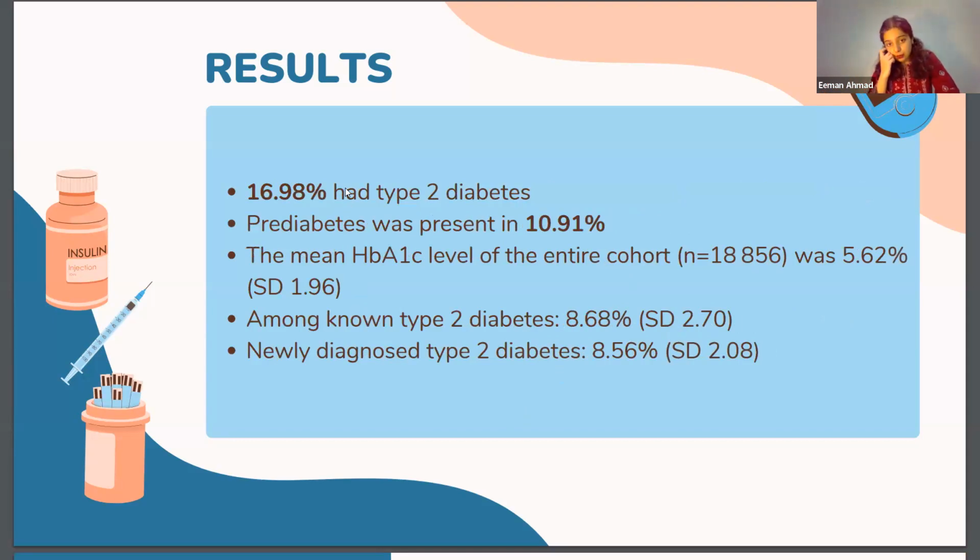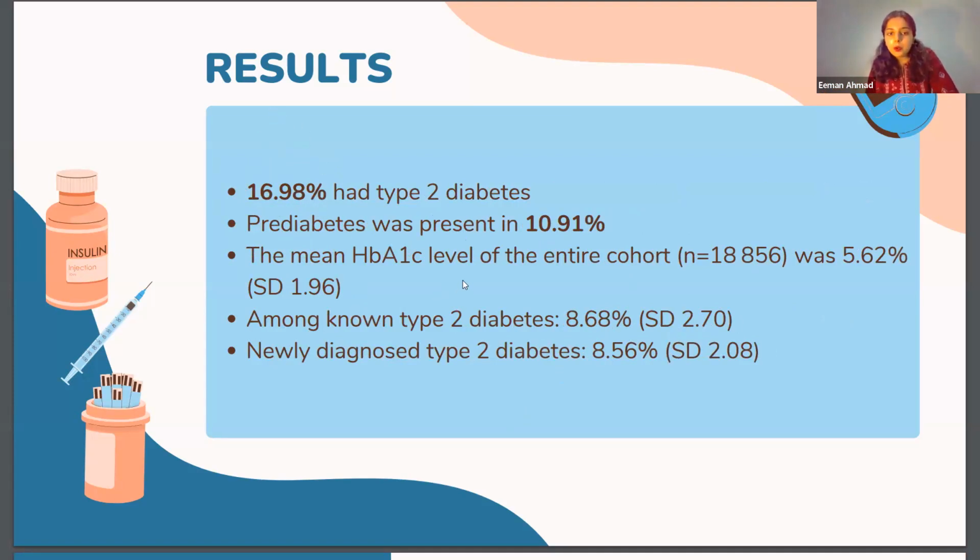16.98% had type 2 diabetes. And 10.91% of the participants were rendered to be pre-diabetic. So that is what we were trying to look at. What is the prevalence? It is 16.98%.